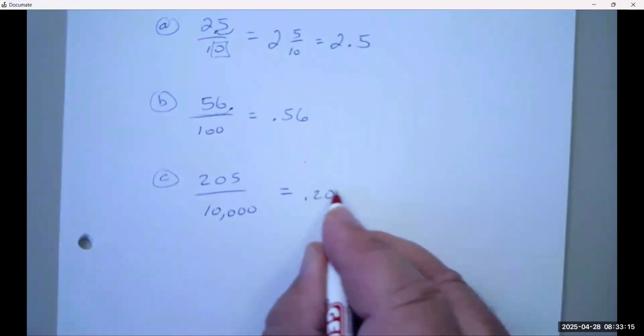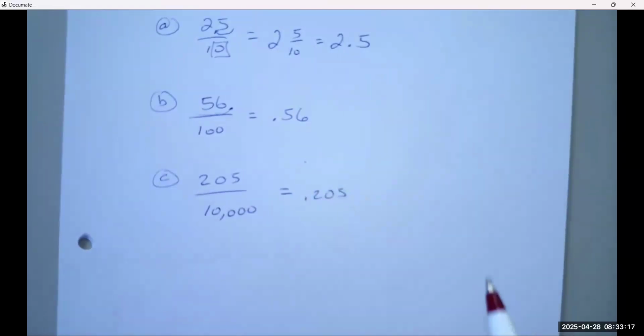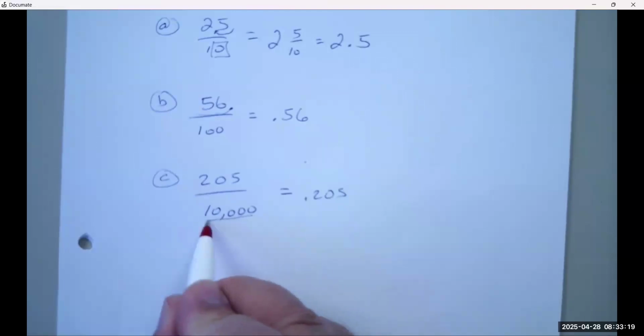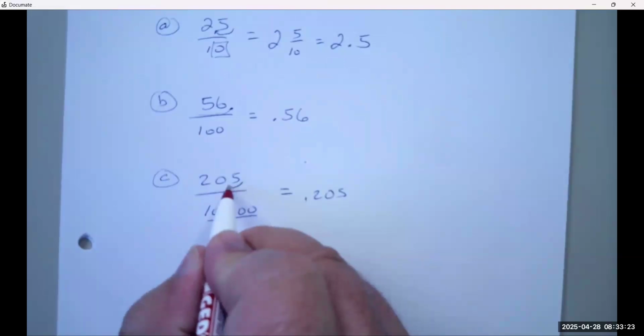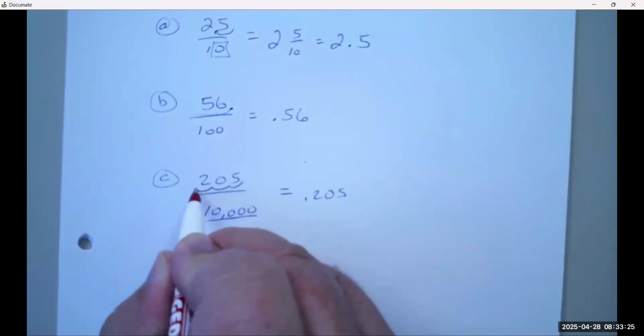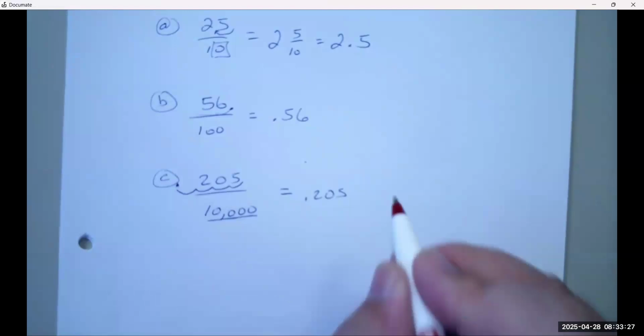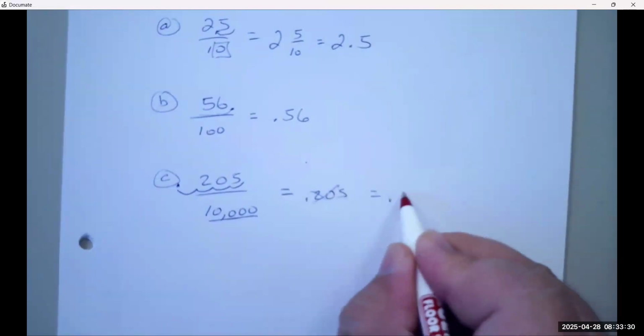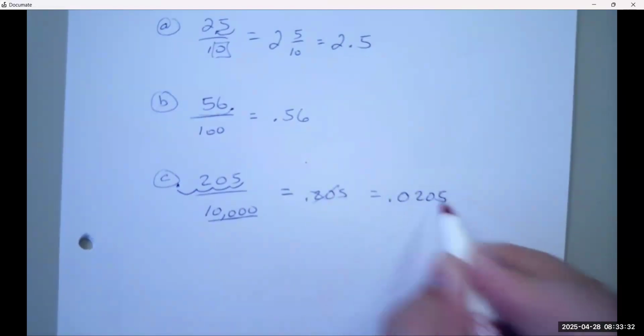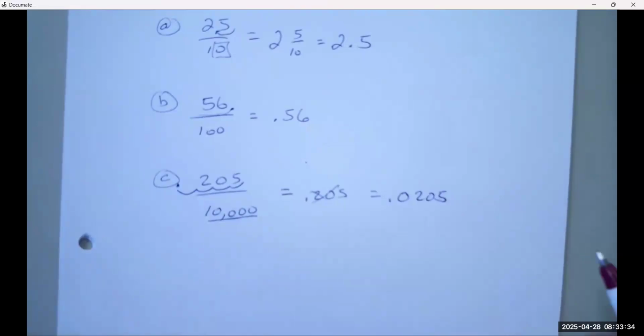Point 205. Let's see. How many spaces do we move it? So from here, 1, 2, 3, 4. Point. Yep. And besides, there's a way we can check it.